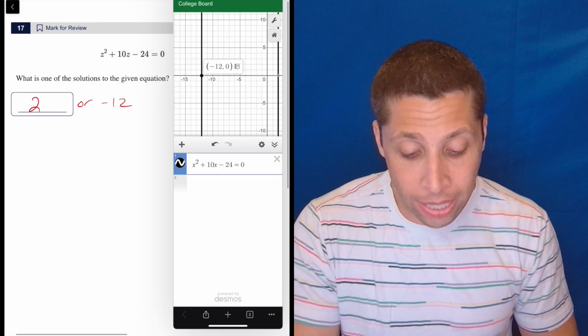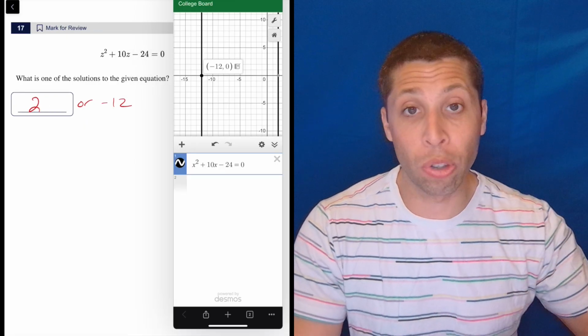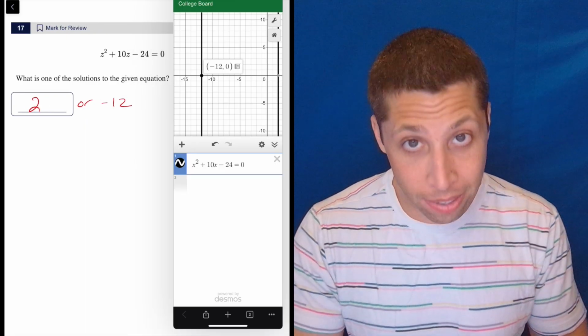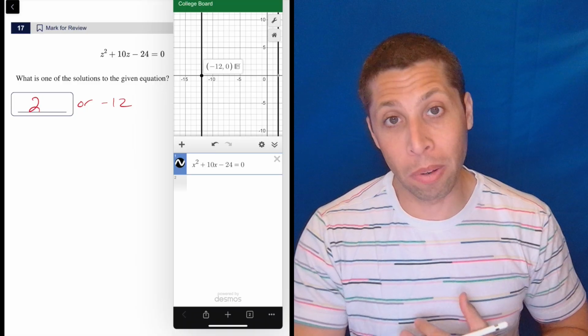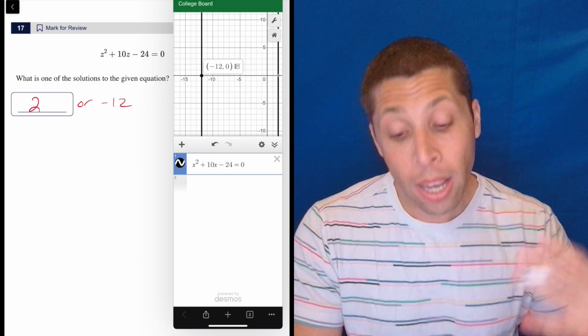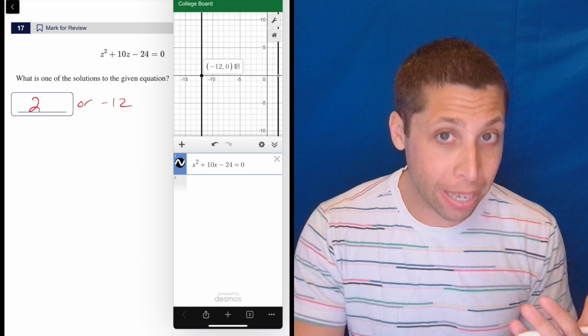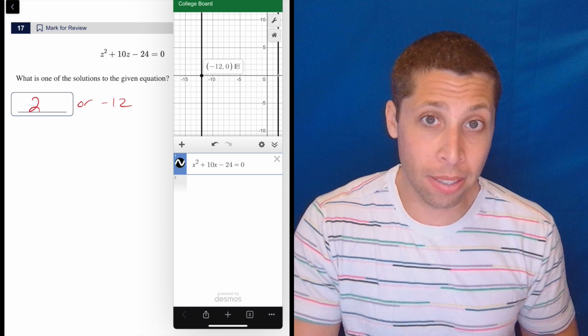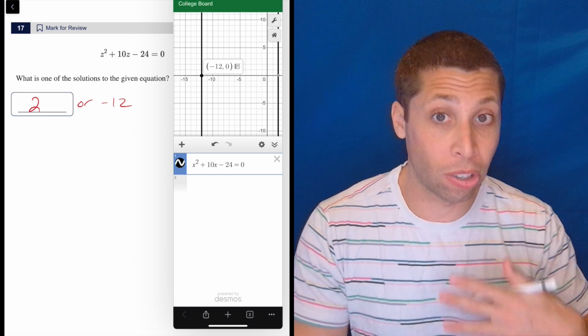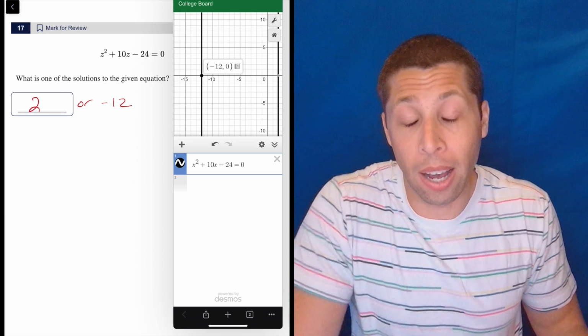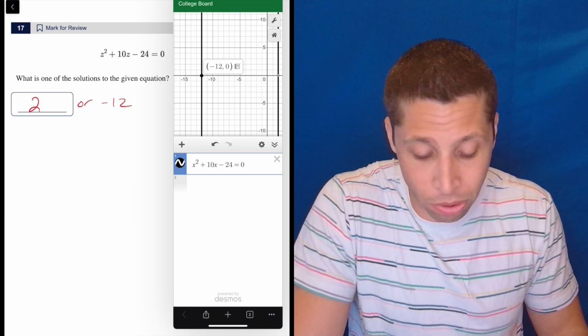It does not say any other instruction. What is one of the solutions? Right? If it said, what is the positive solution, then only 2 would be valid. If it said, what is the negative solution, then only negative 12 would count. So you got to be careful with those things, but sometimes it doesn't say. And that's why we have these free response questions. There might be multiple answers that are going to get it right. So both of those are fine.